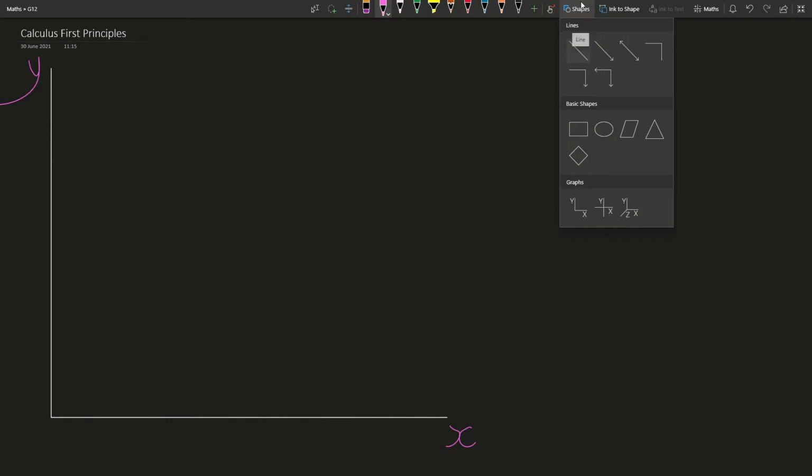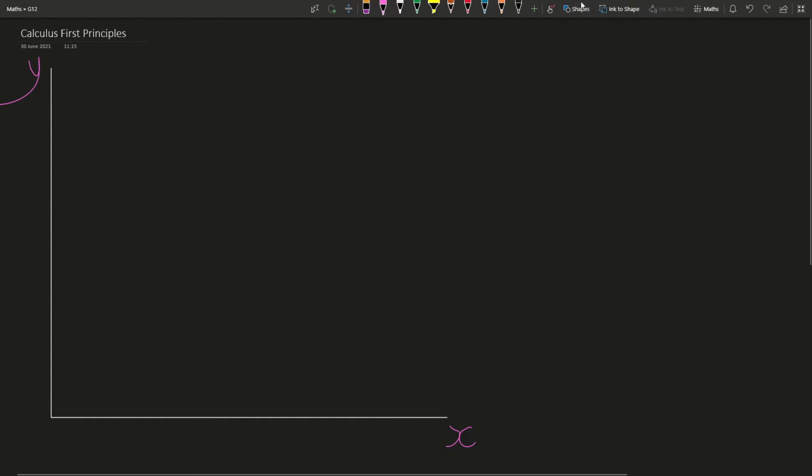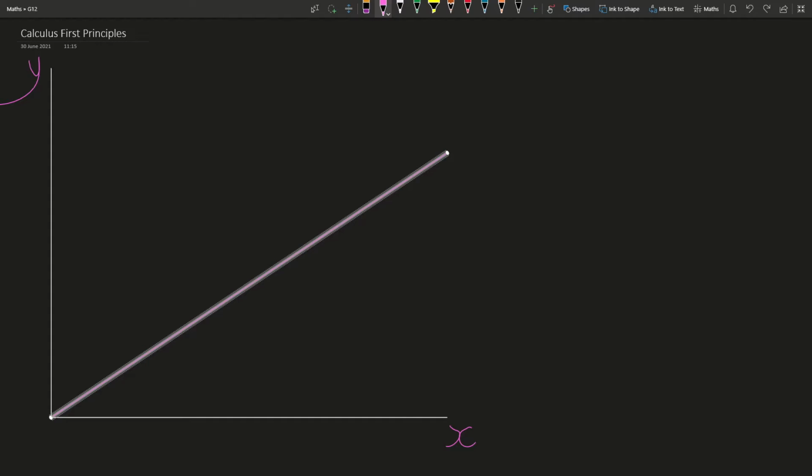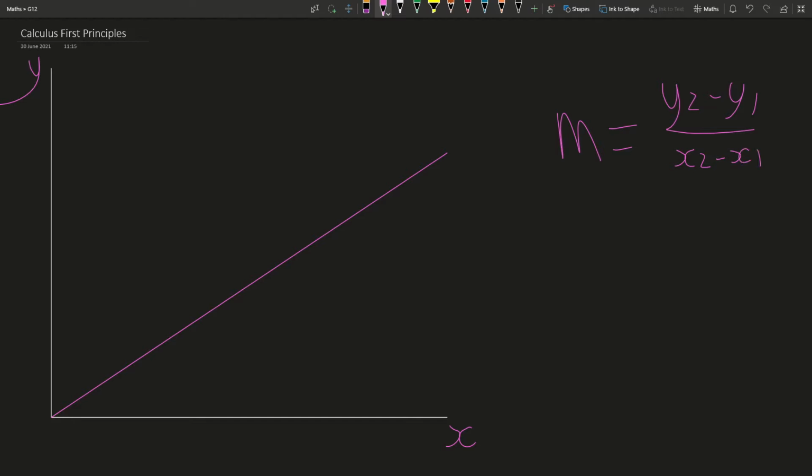Now let's quickly do a recap of how you find the gradient of a straight line. I'm sure you know the formula for this. You get your m, you take y2 minus y1 over x2 minus x1. So remember, what is this m? What is this gradient? You might have heard the phrase rise over run.